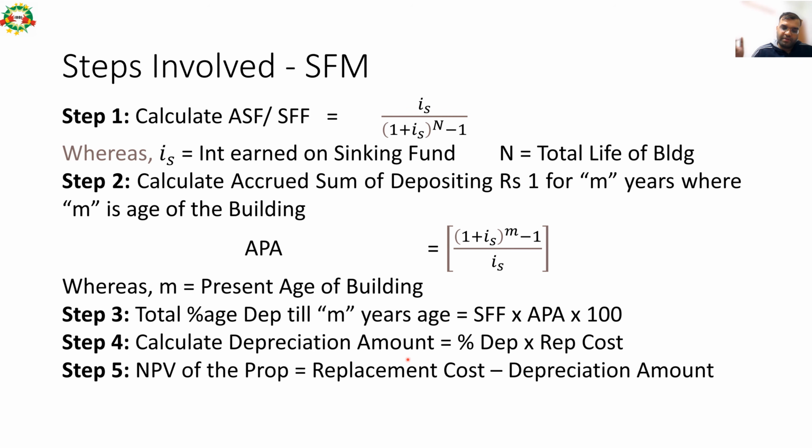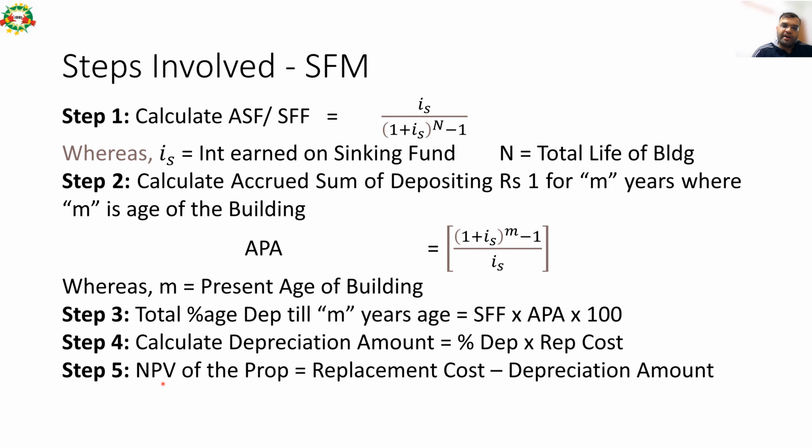So if the total life of the building is 60 years and present age is 10 years, this figure ASF will be calculated for 60 years. This we will calculate for 10 years, and then total depreciation till the 10th year will be equal to this factor multiplied by this factor into 100. It will give us the percentage depreciation till the Mth year, the 10th year.